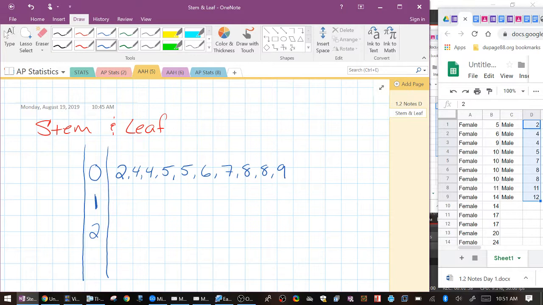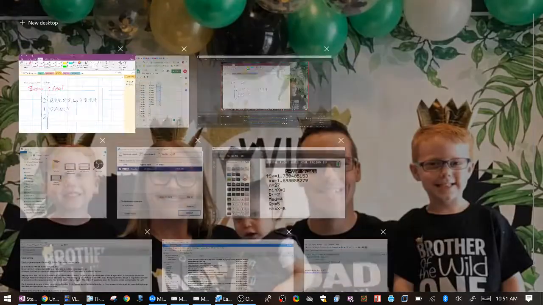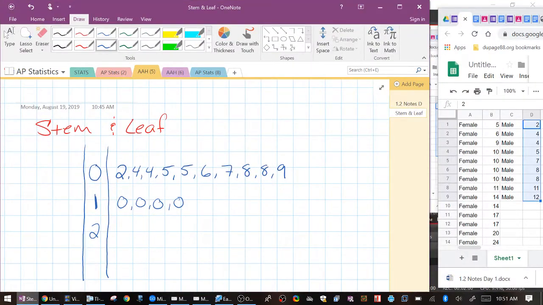Okay, moving down to the next level, now this 1 is going to represent all of my 10s. So I've got 4 females with the number 10. So the 1 is already here, and I'm just going to put a 0. This is going to represent 10. And I got 4 of those, so I'm going to need 4 zeros, which represents 4 10s. Okay, and I got 11 for males and females. So 1 represents 11. I got 2 of those. I've got a 12. I've got 14. I've got 2 14s, so 4, 4. And I got 2 17s, so 7 and a 7.